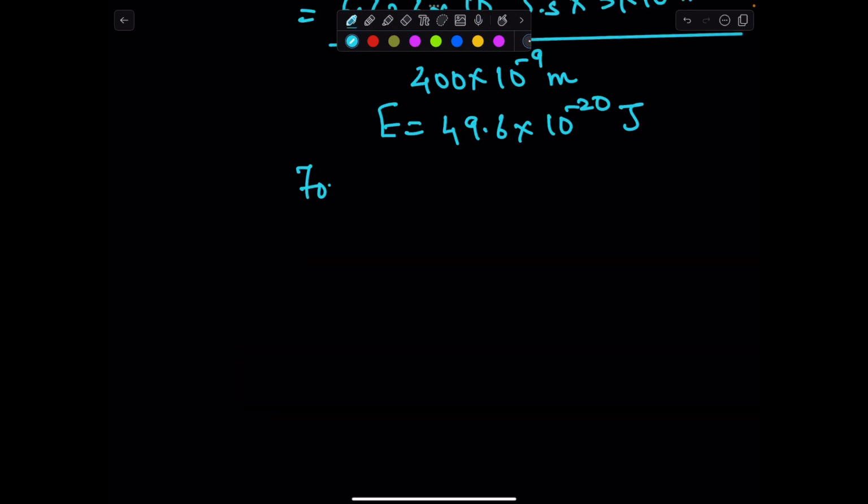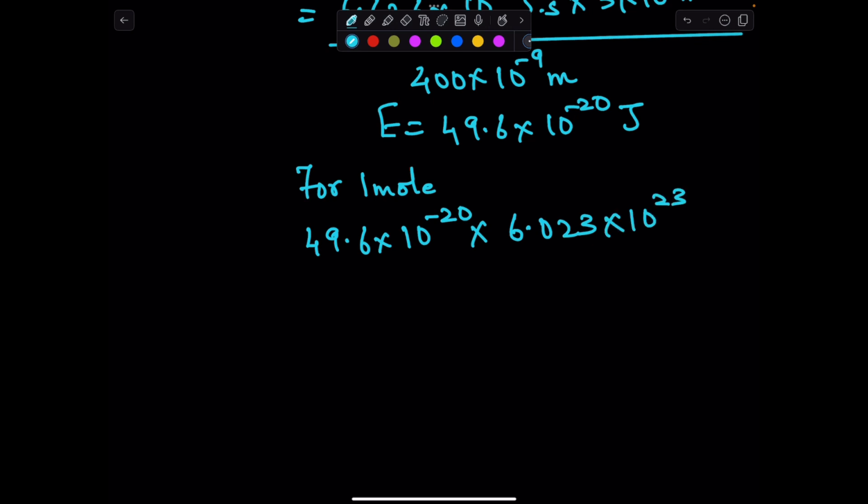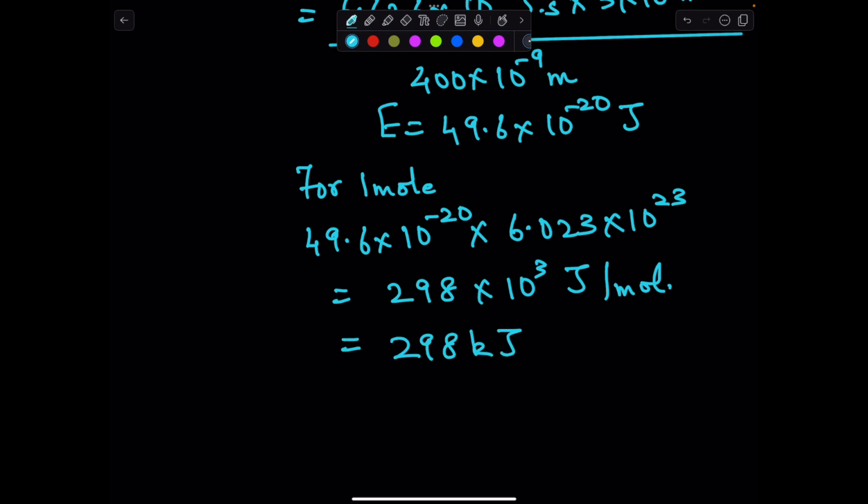For 1 mole, this would be 49.6 times 10 to the negative 20 times 6.023 times 10 to the 23, which is 298 times 10 to the power 3 joules per mole, or 298 kilojoules per mole.